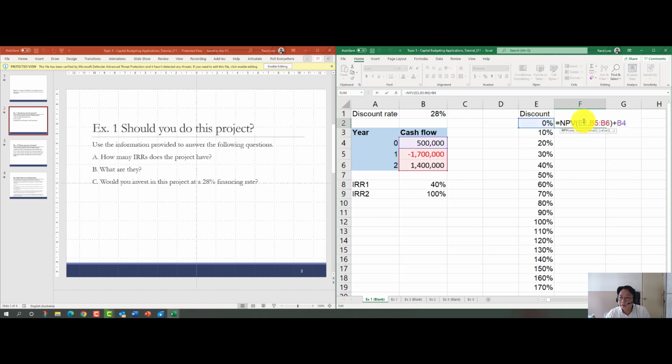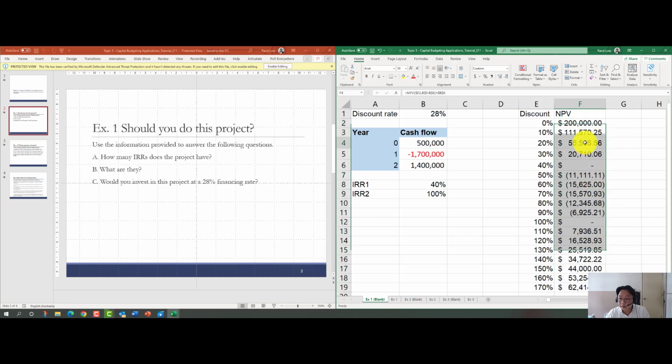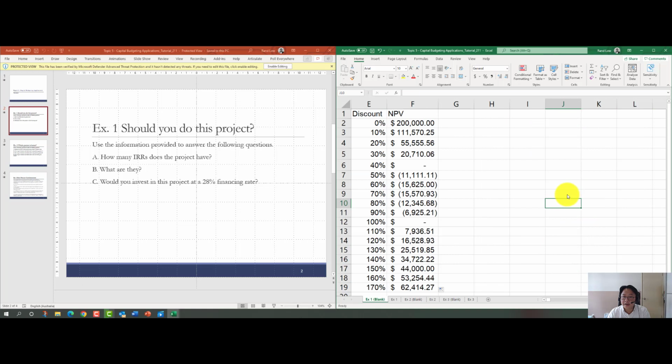Okay, so this is going to be, stick to that one, and these things should change, and B4 is always going to be constant, right? So this is going to be dollars, and we bring that one down to here. Okay, so what we actually have, this is the NPV profile, right? So we can also go and we can actually plot out the NPV profile here.